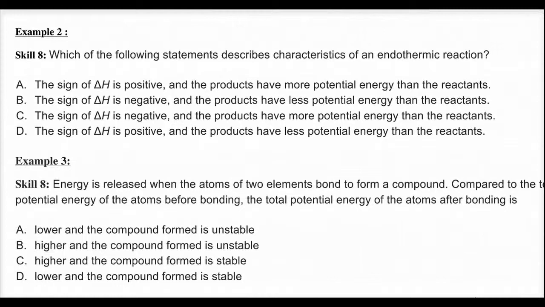Example 2. Which of the following statements best describes the characteristics of an endothermic reaction? Well, if it's endothermic, think about drawing diagrams. I always say draw. If it's endothermic, that means I'm absorbing heat or consuming heat. If I'm absorbing heat, I'm taking heat into the system. I must be going up in energy. So my energy is going up, which means my change of heat must be positive.